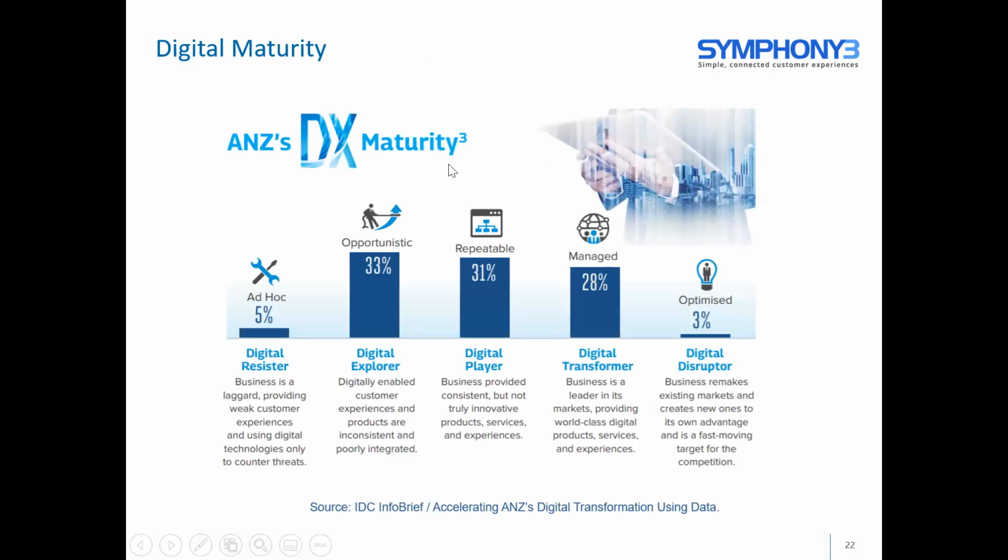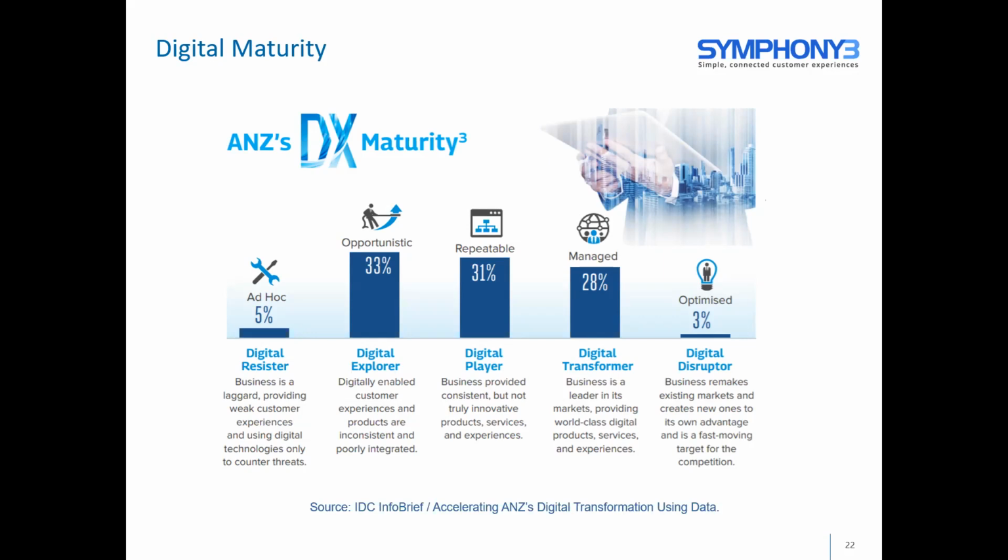Another recent report, just to look at very quickly, was from the research firm IDC, and they look at digital maturity across a whole range of industries in Australia and New Zealand. They found 5 types. You've got the digital resistor, people who don't want to do anything. You've got the digital explorer, people who are trying things on an opportunistic basis. You've then got digital players who are building some repeatable processes using digital technologies. You've then got digital transformers, who are starting to provide world-class services. And finally, we've got the digital disruptors who are remaking whole markets and killing industries in some respects, and starting new industries at the same time.